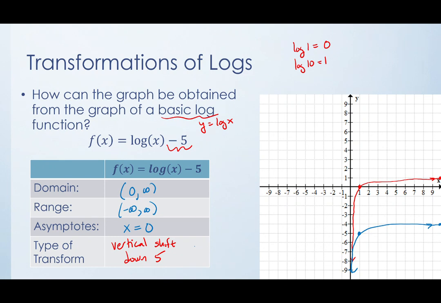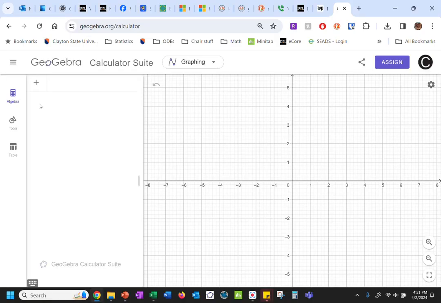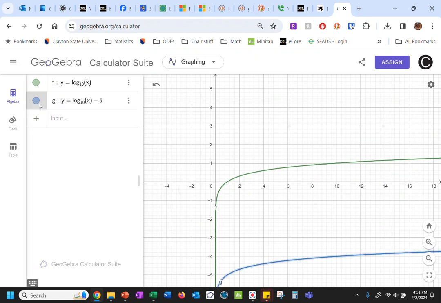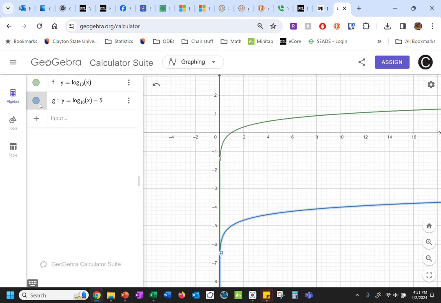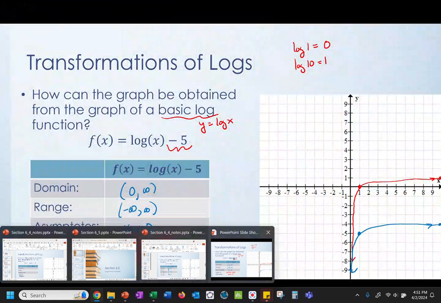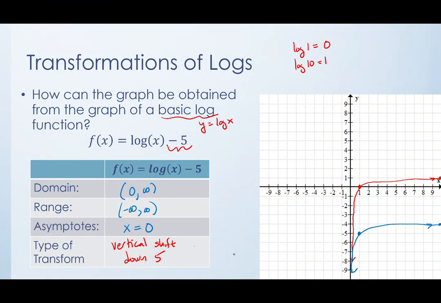So let's take a quick look at that in GeoGebra. Let's see here, there we are. If we do y equals log of x, we can see here it's really slow growing. And if we do y equals log of x minus 5, we just shifted the whole thing down 5. So that's pretty much what our graph looks like.